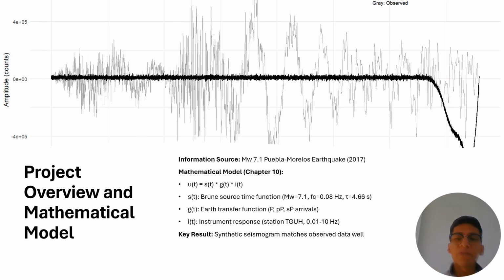Second, the Earth transfer function g(t) includes the direct P wave, the PP reflection at 11.2 seconds, and the SP reflection at 16.2 seconds. Third, the instrument response I(t) corresponds to station TJUH in Costa Rica with a broadband response from 0.01 to 10 Hz. As shown in the figure, the synthetic seismogram in black matches the observed data in gray, validating our model.